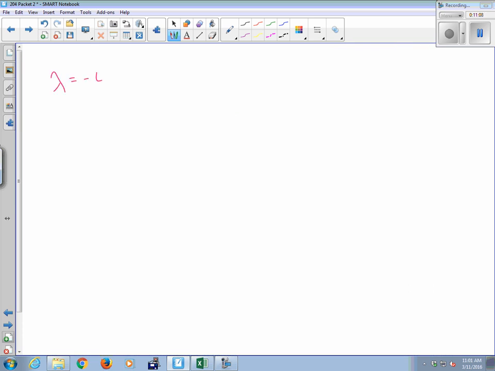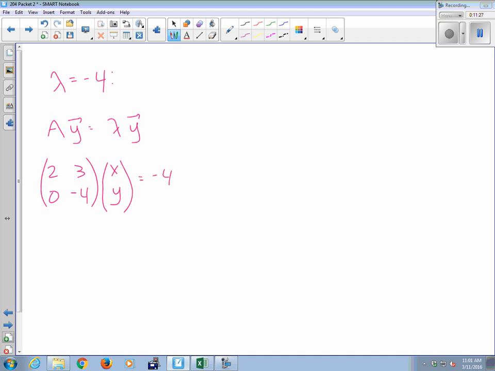Okay, so for lambda equals negative 4, again, we want to solve Ay equals lambda y. And A is [2, 3; 0, -4]. Y is what I don't know. It's some unknown vector (x, y). That's the eigenvector I'm looking for. So I typically just translate this to a system of equations. I have 2x plus 3y equals negative 4x. That's my first component on the left equals my first component on the right. The second component on the left gives me negative 4y. The second component on the right is negative 4y.